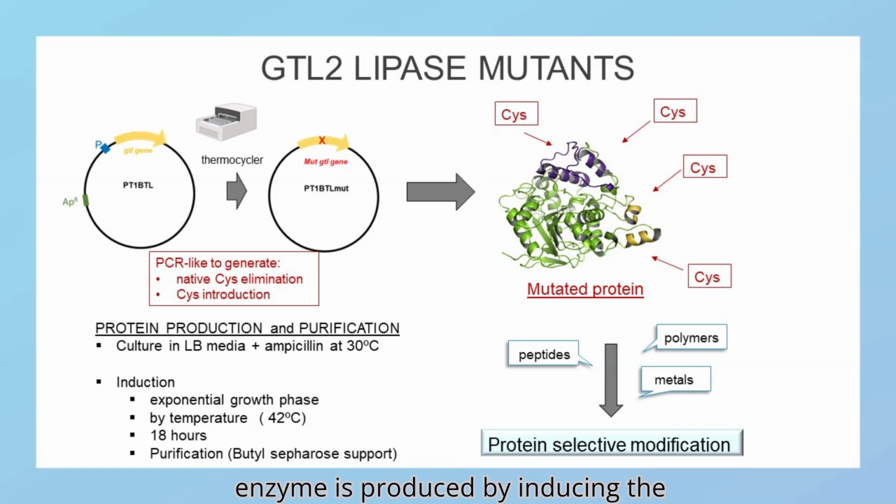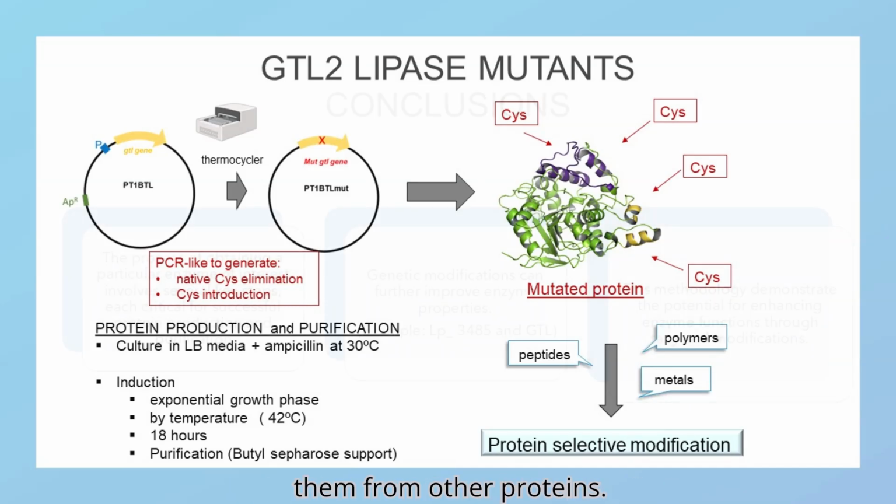The enzyme is produced by inducing the culture at 42 degrees Celsius once it reaches the exponential growth phase. After 18 hours of induction, the cells are collected by centrifugation and disrupted using a French press. To purify the enzyme, it is adsorbed onto a butyl-Sepharose support, a technique that allows for selective and reversible adsorption of lipases while separating them from other proteins.